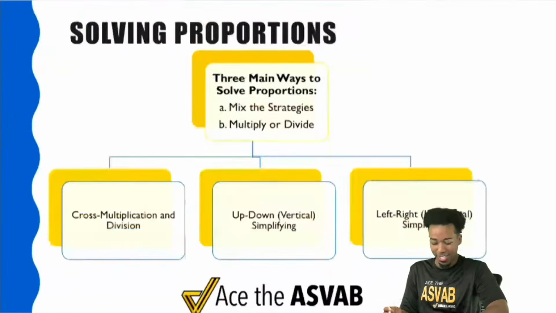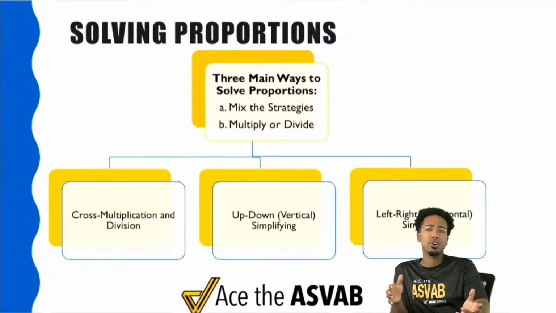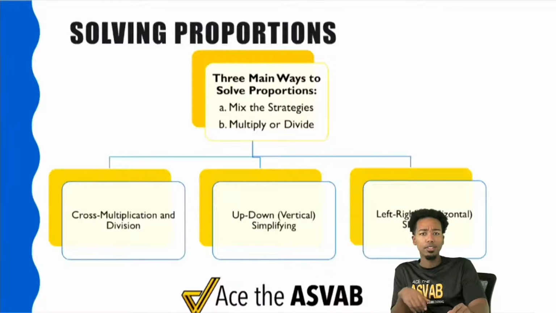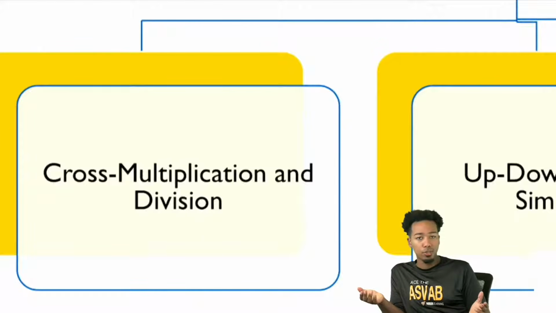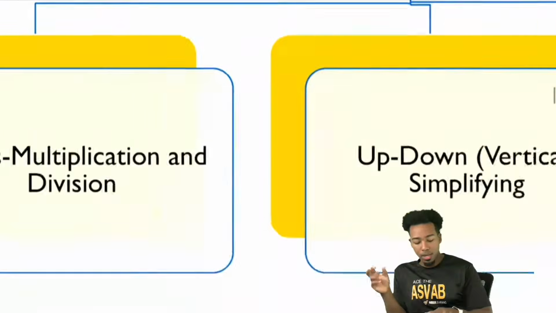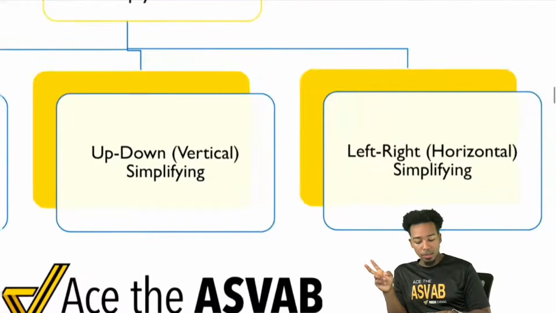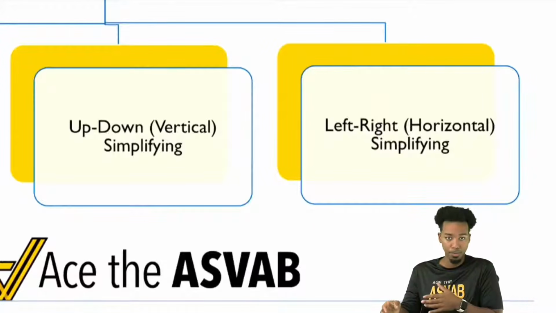So here, let's go ahead and take a look at the three main ways that you can solve proportions. Obviously my big old head's right behind this one, but let's start with the first one, cross multiplication and division. We've learned that before, and I'm going to review it for you here today. Number two, up, down, and left, right. So basically vertical and horizontal simplifying.